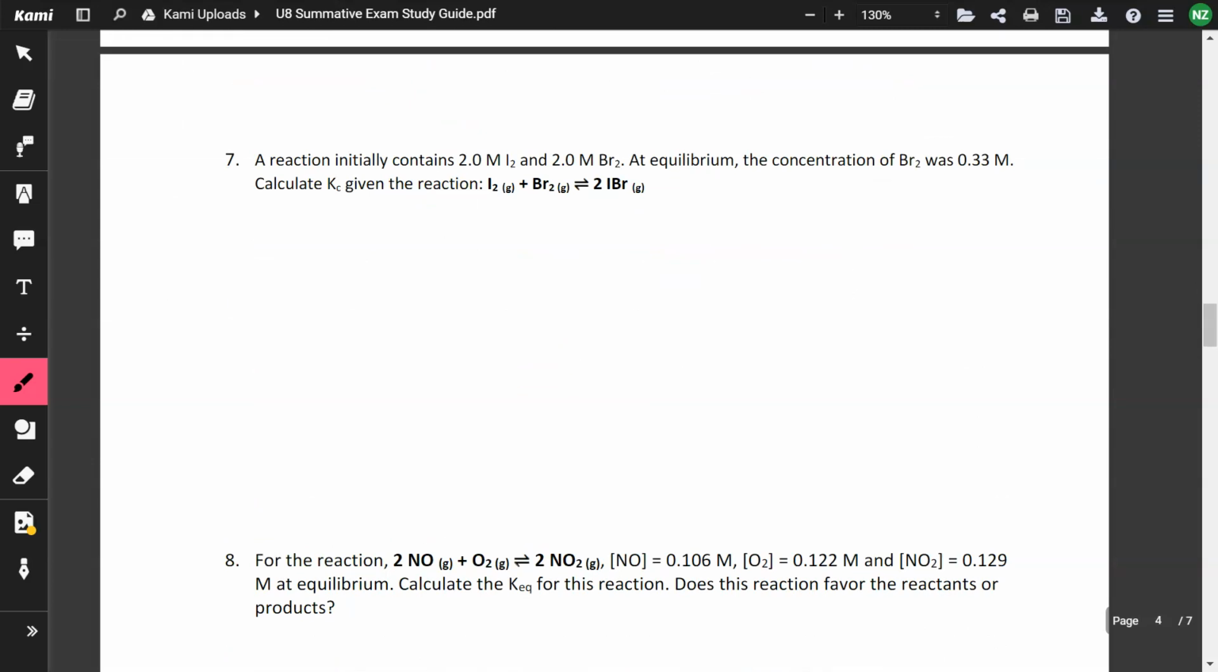A reaction initially contains 2 molar I2 and 2 molar Br2. At equilibrium, the concentration of Br2 was 0.33 molar. Calculate Kc. This is exactly like what we just did. So we're going to need the equilibrium concentrations of everything. So let's go ahead and skip ahead to our Rice table. We know that we're going to need to do one of those.